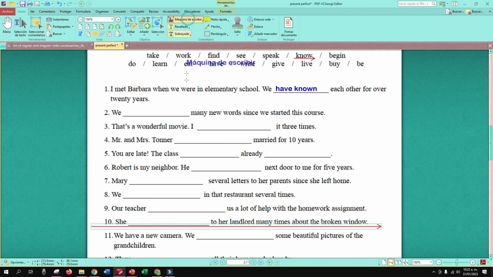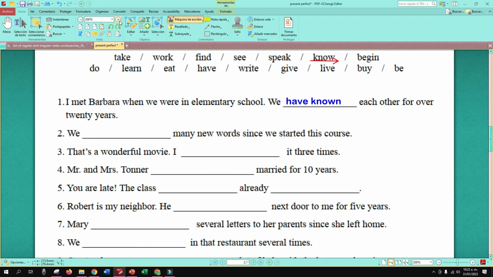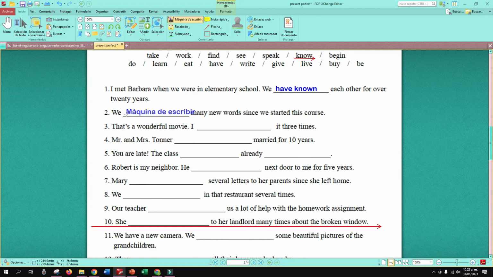What about the number 2? You have the number 2? Oh, I will do it in that way. We have learned many new words since we started. Okay, have learned, right? Have learned. Excellent. We have learned many new words since we started this course. Excellent. Thank you, Edwin.